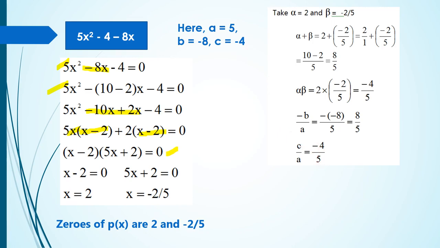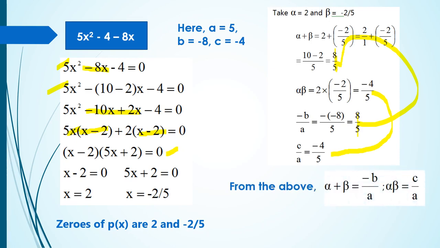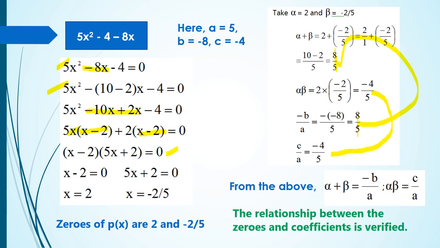If you observe the values, minus b by a is 8 by 5, which is equal to alpha plus beta, that is also 8 by 5. Similarly, alpha beta is minus 4 by 5, which is equal to c by a, that is minus 4 by 5. Therefore, from the above you can conclude alpha plus beta is equal to minus b by a, and alpha beta is equal to c by a. Now in this case also, the relationship between the zeros and coefficients is verified.